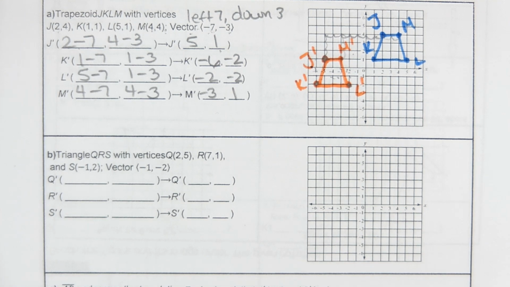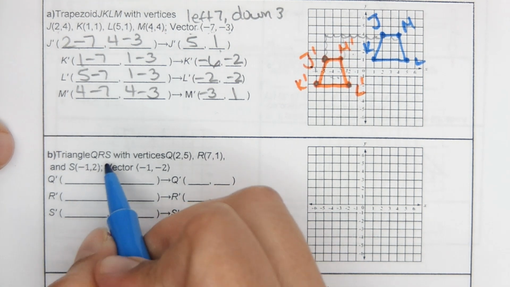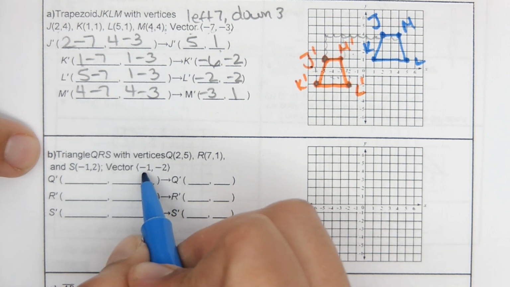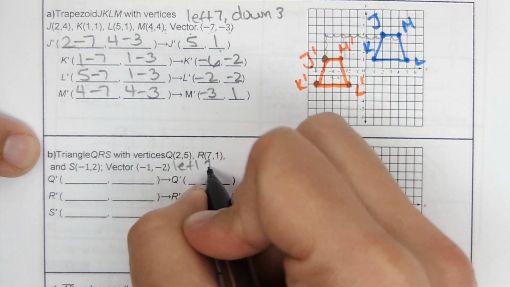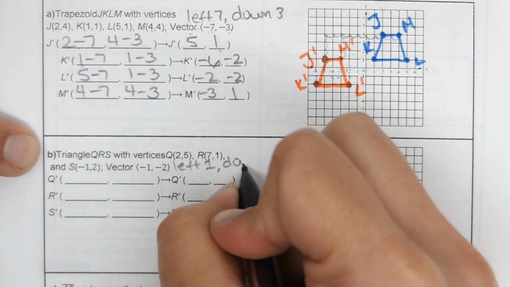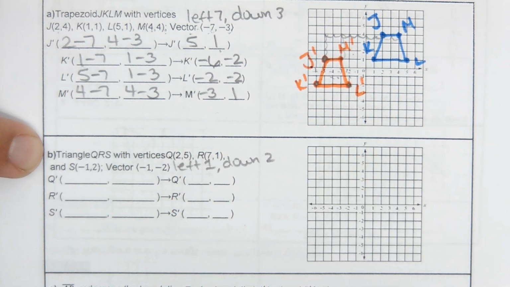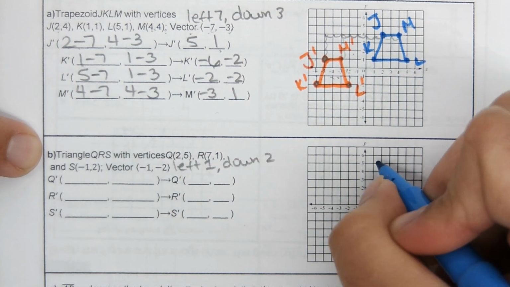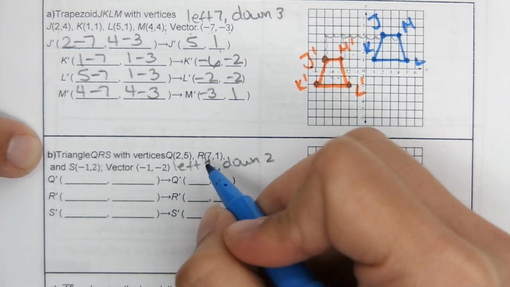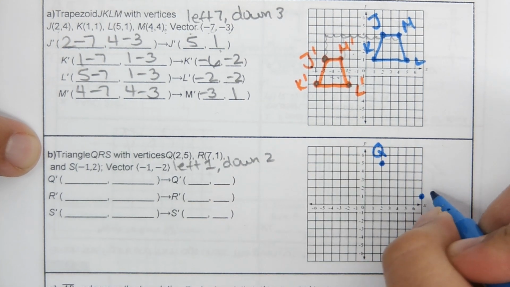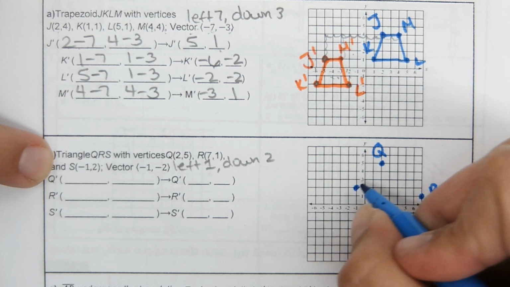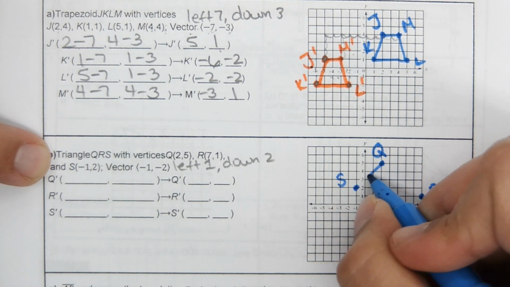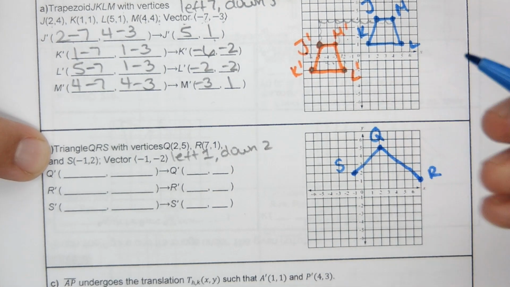Okay. And then the next one, I'm going to do that same thing. It gives me a triangle with these coordinates. The vector is negative 1, negative 2. So that would be left 1, down 2. So I'm going to graph the original again. P at 2, 5, Q at 7, 1, R and S at negative 1, 2. So here is my triangle.